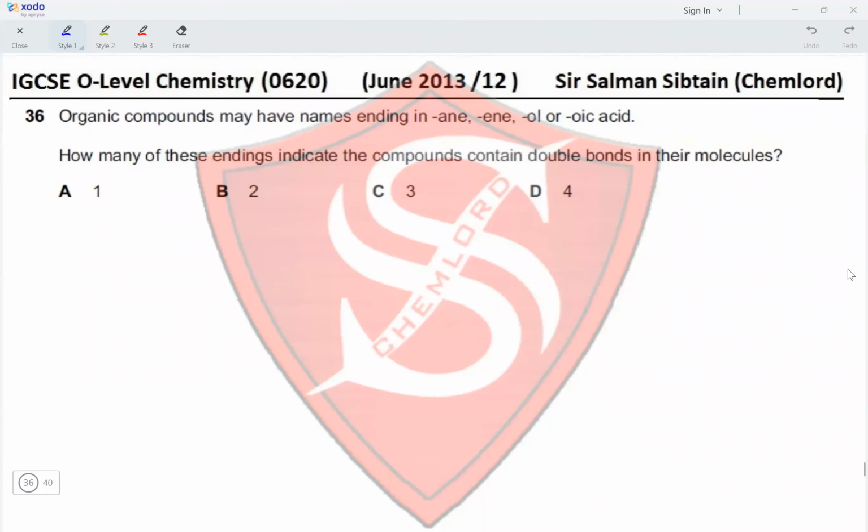Question 36. Organic compounds may have names ending in ene, ol, or oic acid. How many of these endings indicate that the compound contains double bonds in their molecules? So ane means alkane, all single bonds. Ene means alkene, a double bond. Ol means alcohol, a single bond, and oic acid has a C double bond O present. So two out of these four names indicate the presence of a double bond, making option B the correct option for this question.